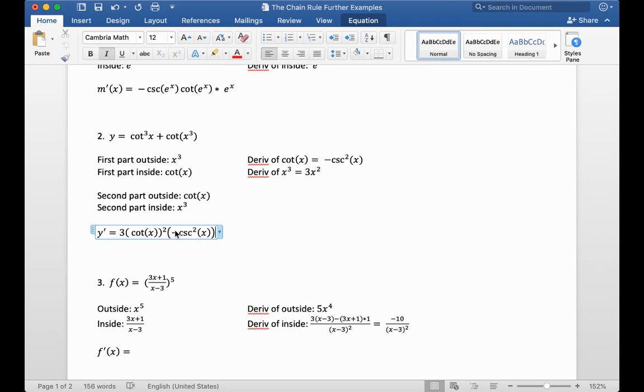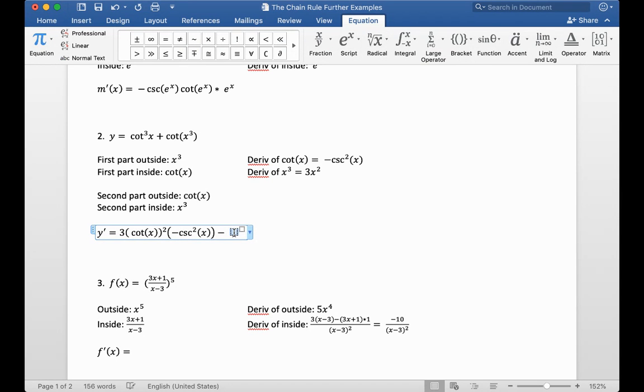And then we're going to add to that the derivative of the second term. And here then, we take the derivative of the outside part, which is in this case the minus cosecant squared. And so we'll be inserting that. And then we'll leave a blank there because it's minus cosecant squared of the inside function, which in this case is x cubed.